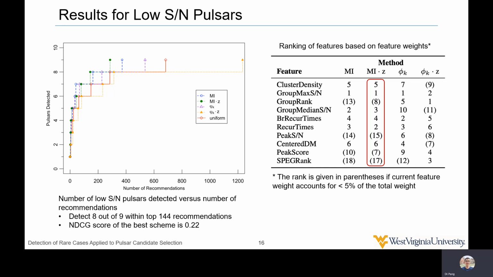We also present the ranking of features by the weights. Our results show that mutual information multiplied by the outlier score correctly assigns most weights to features that separate low SNR pulsars from bright pulsars, such as group max SNR, number of recurrences, etc.